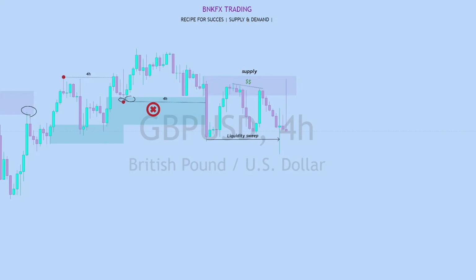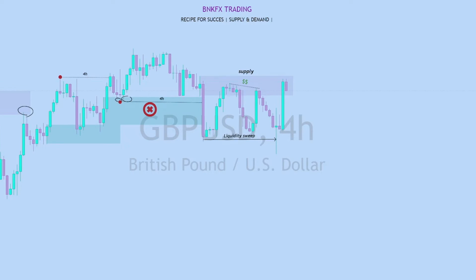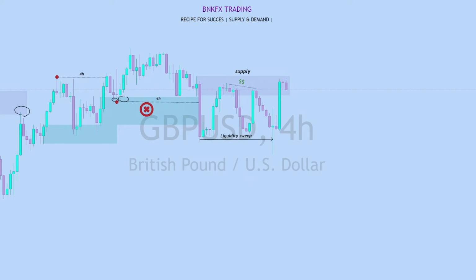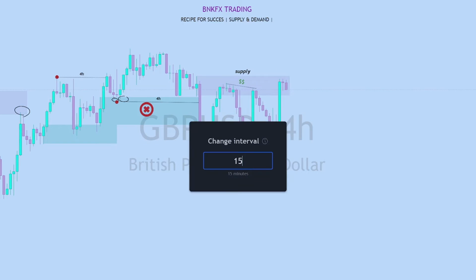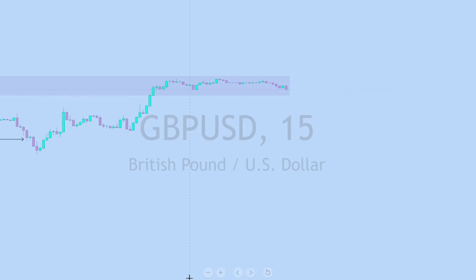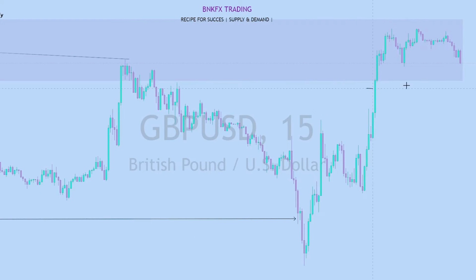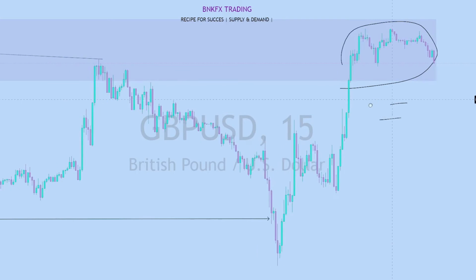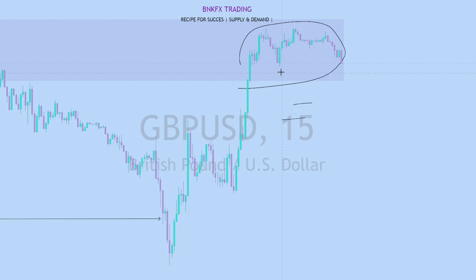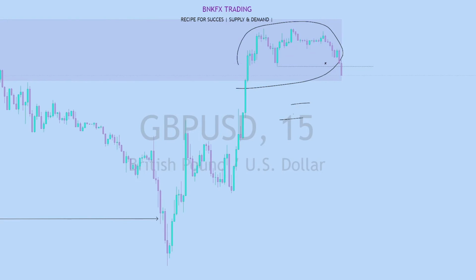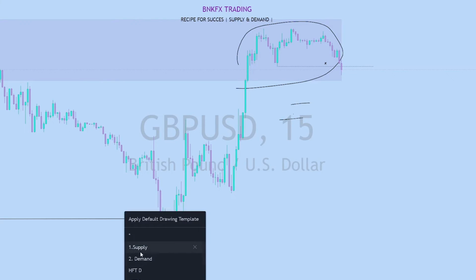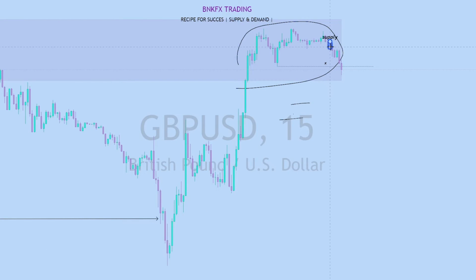As I said, liquidity is taken over, and now we are looking for a sell position on a lower time frame, for example 15 minutes. The price is still within the 4-hour supply zone. We are waiting for a break of structure to find an entry. Liquidation of this low will bring a confirmation to be able to set a sell order. Liquidation occurs and leaves behind this supply area.